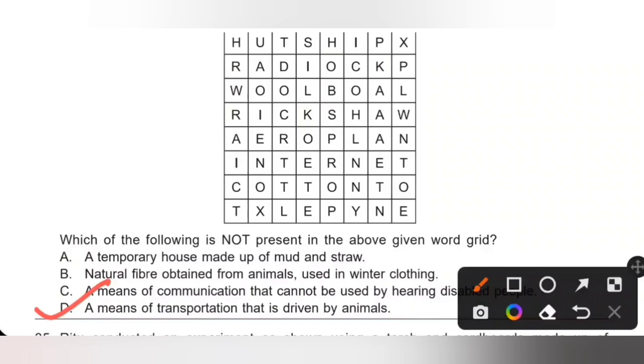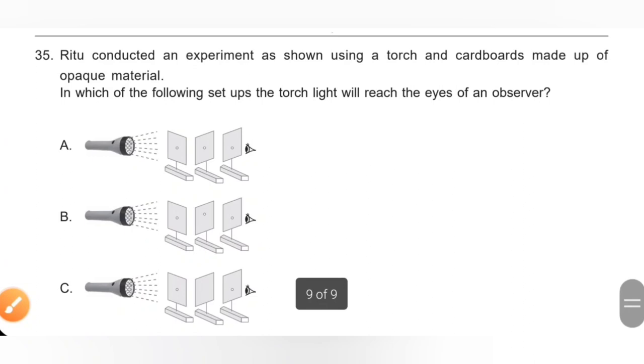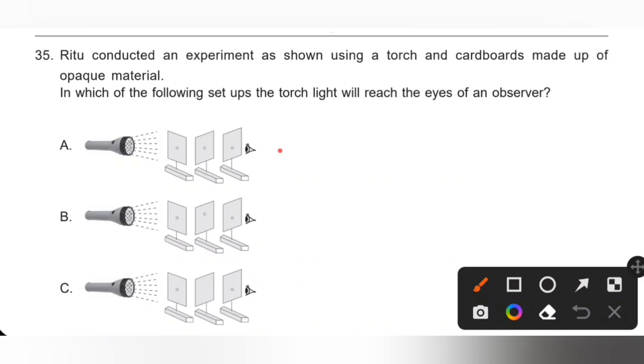Last question. Ritu conducted an experiment as shown using a torch and cardboard made up of opaque material. In which of the following setups will the torch light reach the eyes of an observer? We know light travels in a straight line. So torch light in setup A can reach the eyes of an observer because in case of A, holes in all three cardboards are aligned in a straight line. So light can easily travel through them.